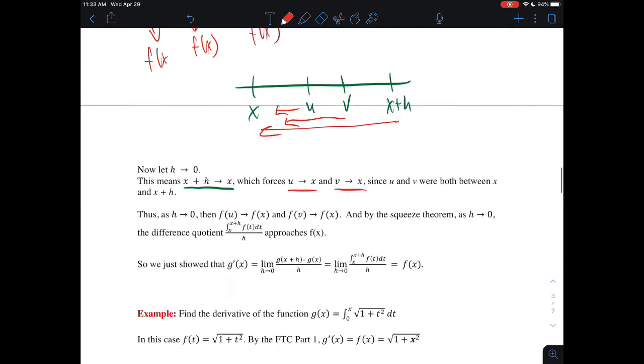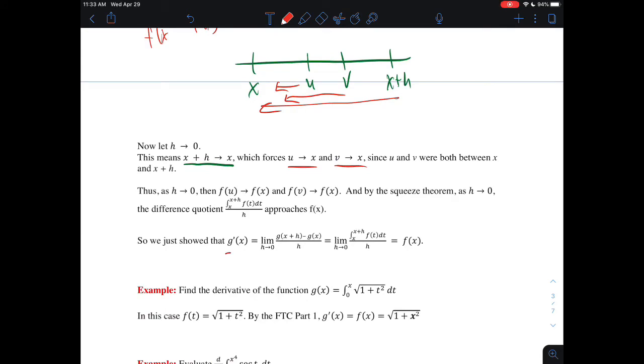So what did we just show? We just showed that g prime of x, which is by definition equal to the limit as h approaches 0 of g of x plus h minus g of x divided by h, which is equal to, as we simplified, the limit as h approaches 0 of the integral from x to x plus h of f of t dt divided by h, that approaches f of x. So we just showed that g prime of x is equal to f of x. Notice in that whole conversation, we also showed that we have a differentiable and then therefore continuous function. So that proves the first part of the fundamental theorem of calculus.